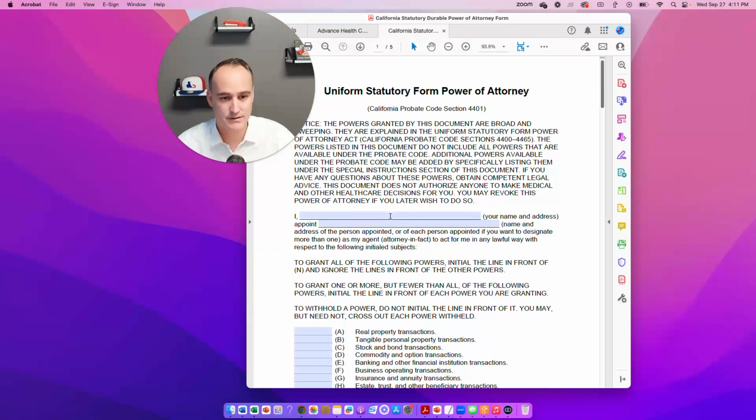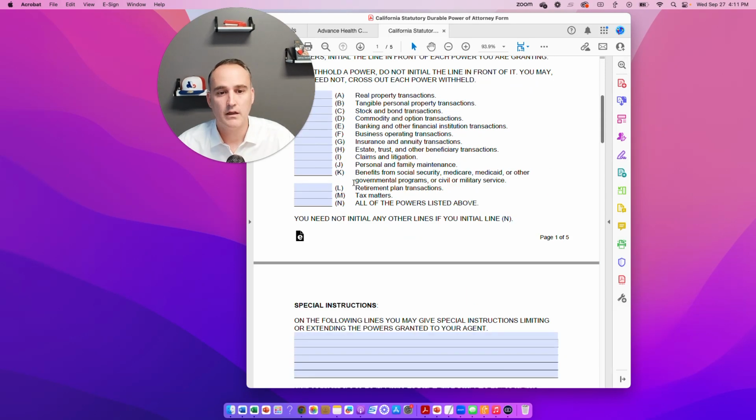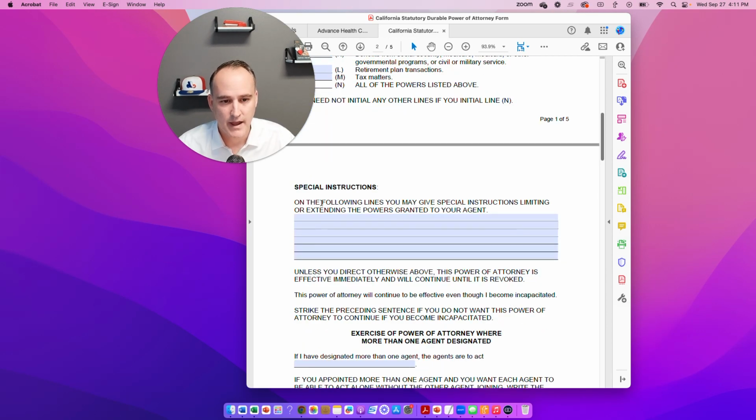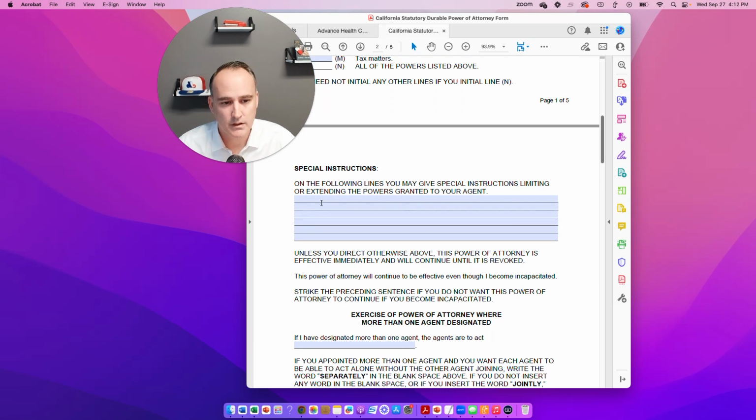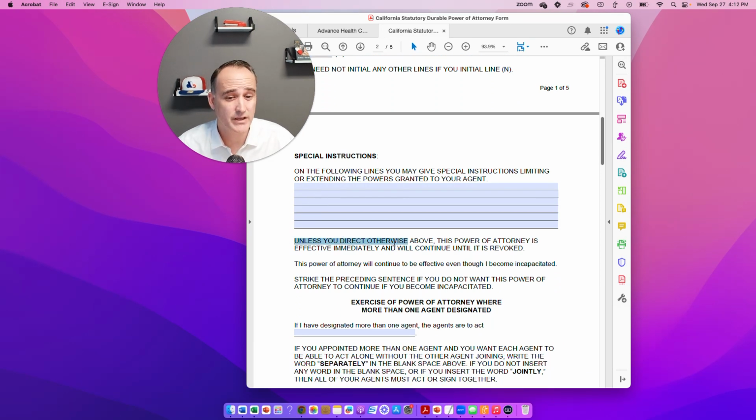So you basically write this stuff in here, your name, and the name of the person that you want to be your power of attorney. And then all of the different types of financial transactions that you want your power of attorney to be able to engage in, you can basically initial here. N as in Nancy is all of the above. And then, so this actually gives people all of these powers immediately, unless you write in here something to the effect of, I only want this to take effect if I am medically incapacitated.